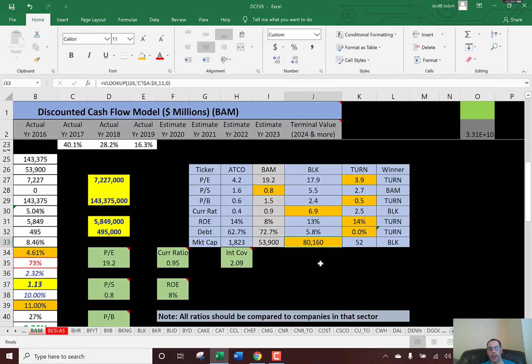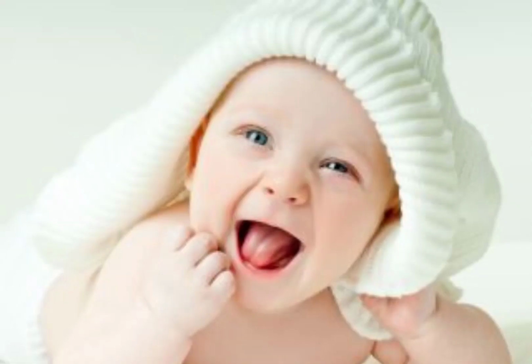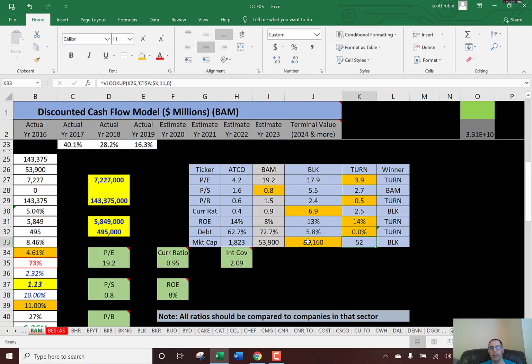BlackRock is the giant of those four. And then Turn is just a little baby company. So it's hard to compare. I mean, the ratios do make things equal, but it is hard to compare a little tiny company to these big giants. Atco isn't too big. But BAM is a big company. It's been around 100 years. So there seems to be a little risk with the numbers.